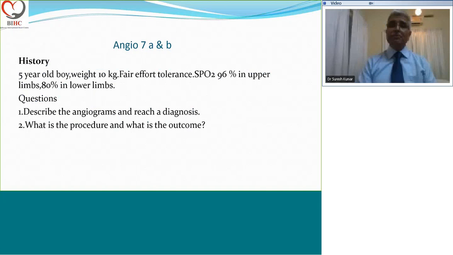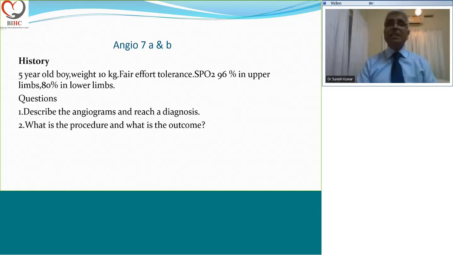This is a combination of angiograms again. Look at the clinical scenario. It's a 5-year-old boy. His weight is 10 kilograms. He has a fair effort tolerance. His saturations are 96% in the upper limb, 80% in the lower limb. His lower limb pulses are slightly weak. Get that scenario in your mind?